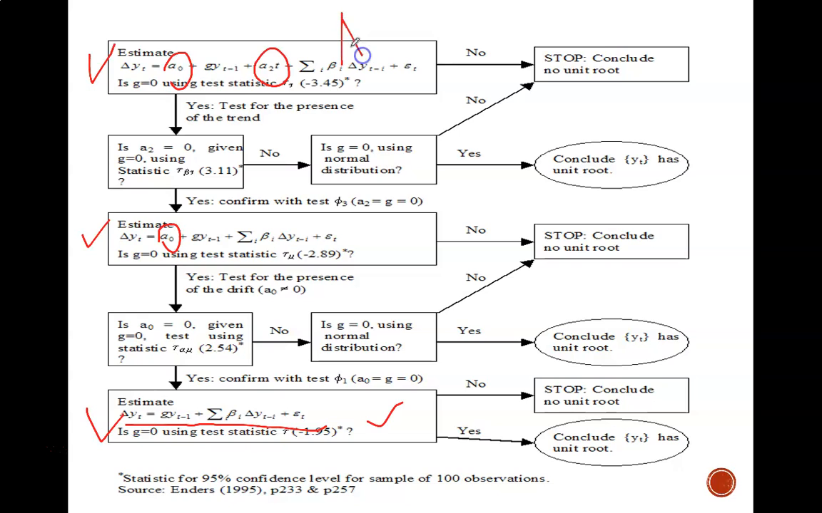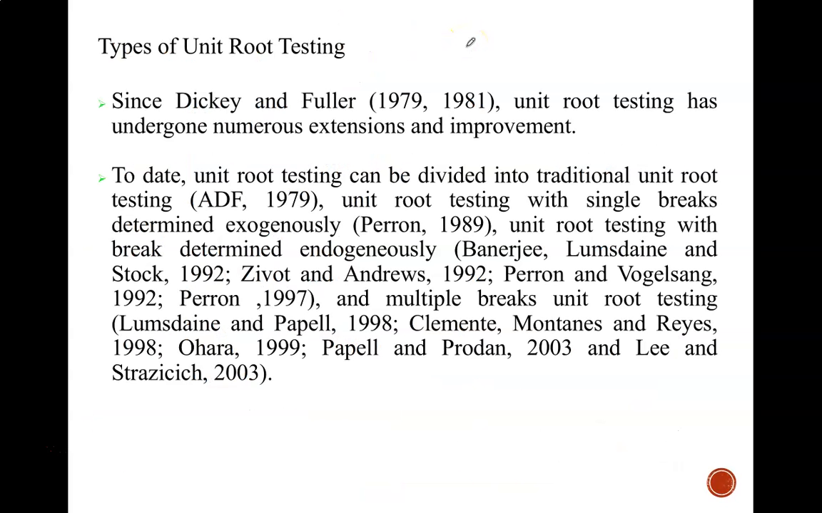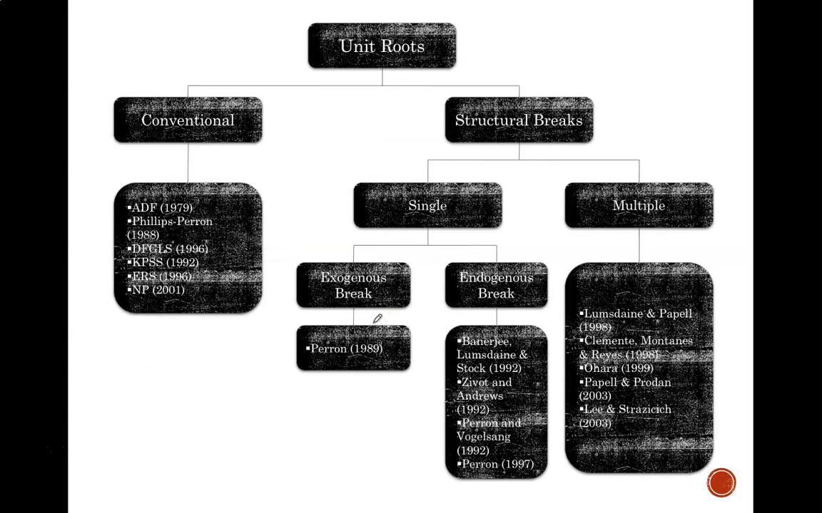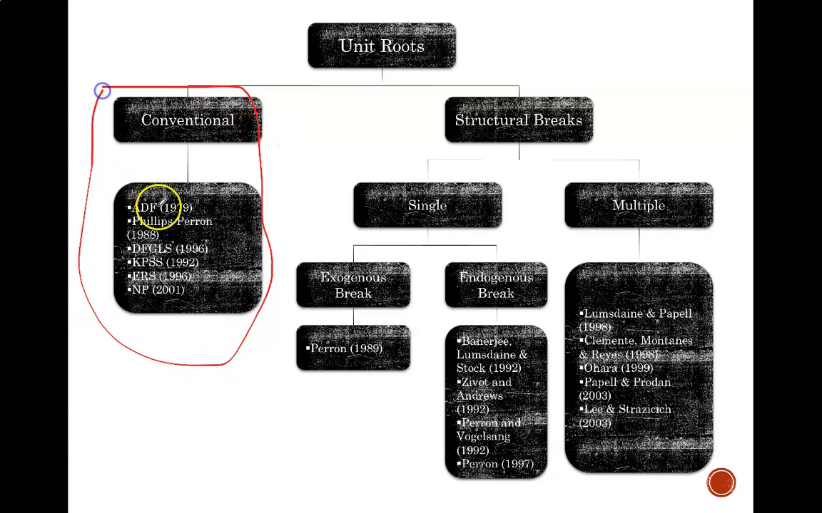You have Dickey-Fuller, DF, and the Augmented Dickey-Fuller, 1981. That's the version, ADF, which is available in E-views. These are the important articles. This is like a family tree of unit root. So you have the conventional, or what I would easily call the first generation. The first generation is from here to here, and then we move forward to the latest generation.